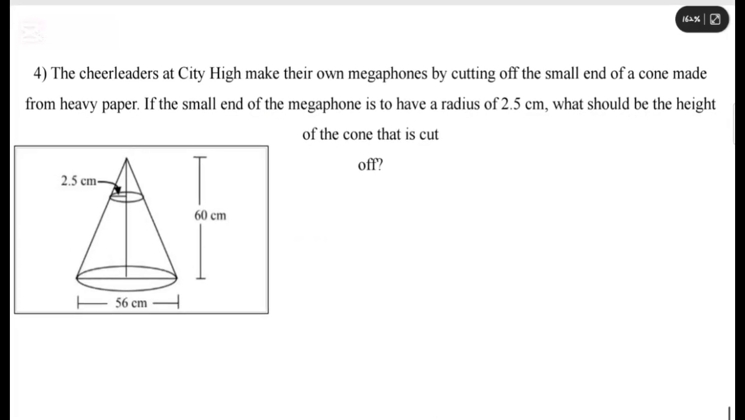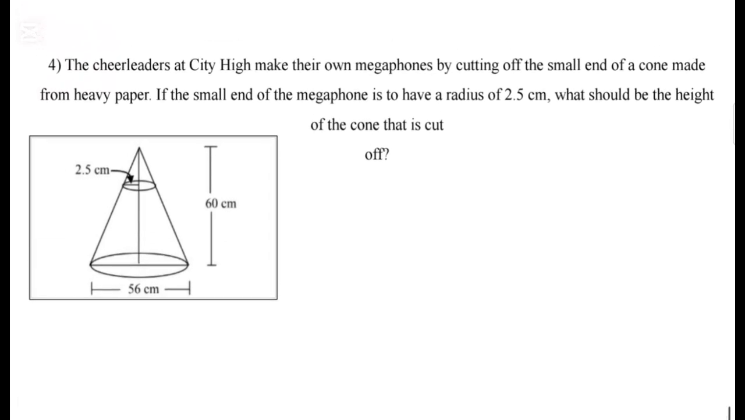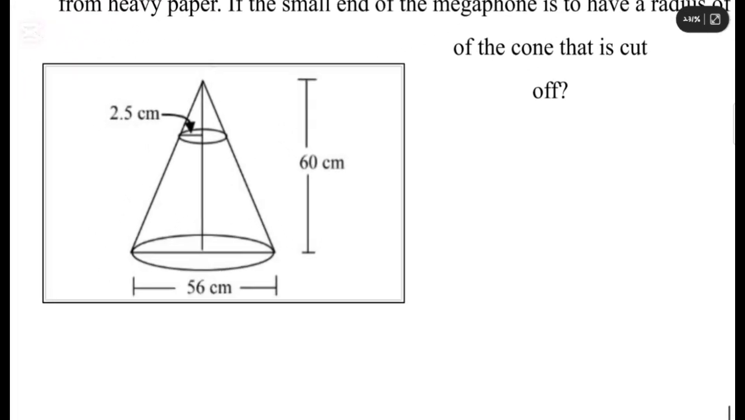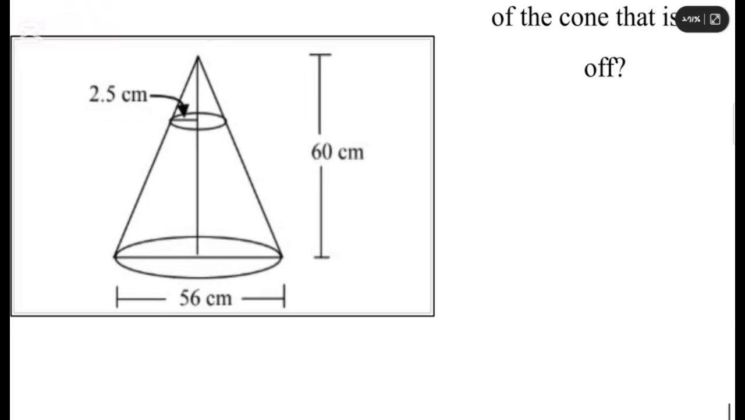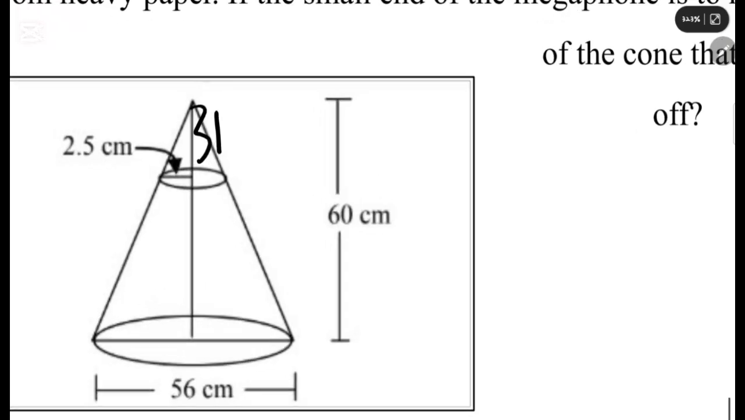Okay, so cheerleaders at the city high make their own megaphones by cutting off the small end of a cone made of heavy paper. If the small end of the megaphone is to have a radius of 2.5 centimeters, what would be the height of the cone that is cut off? Okay, so it gives the diagram here, right? Labeled correctly. Okay, so we're basically finding the height of this.